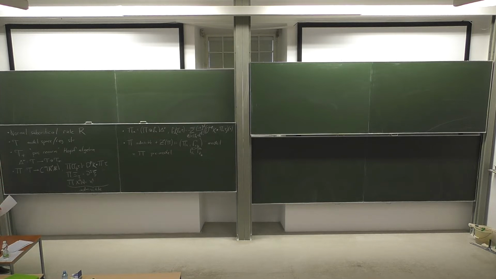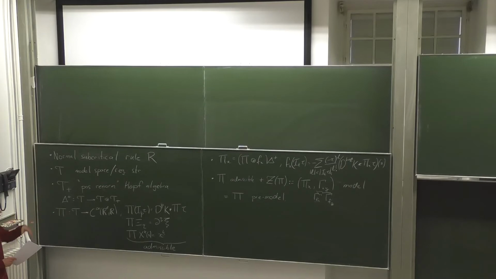So I just wanted to write up the basic summary of what happened over the last two lectures. As before, we're going to fix a normal subcritical rule. This was something that determined our class of equations that we were able to solve. This, together with the dimension of our base space, were the ingredients necessary to construct a model space or regularity structure. Model space is being the more correct term.